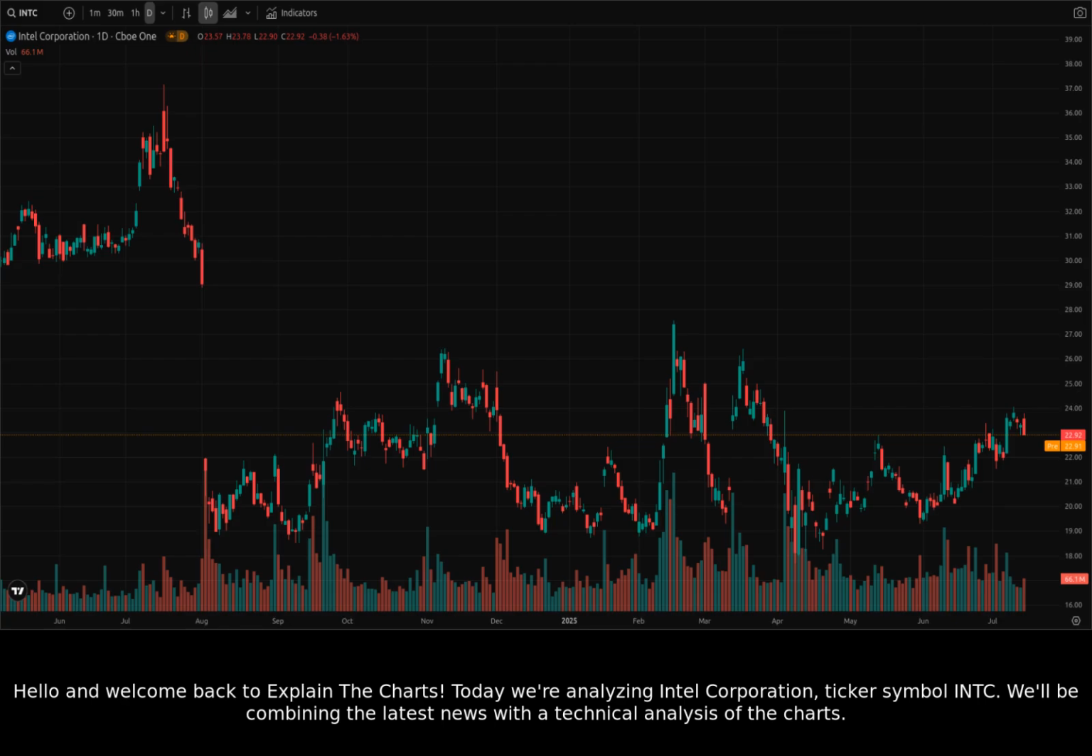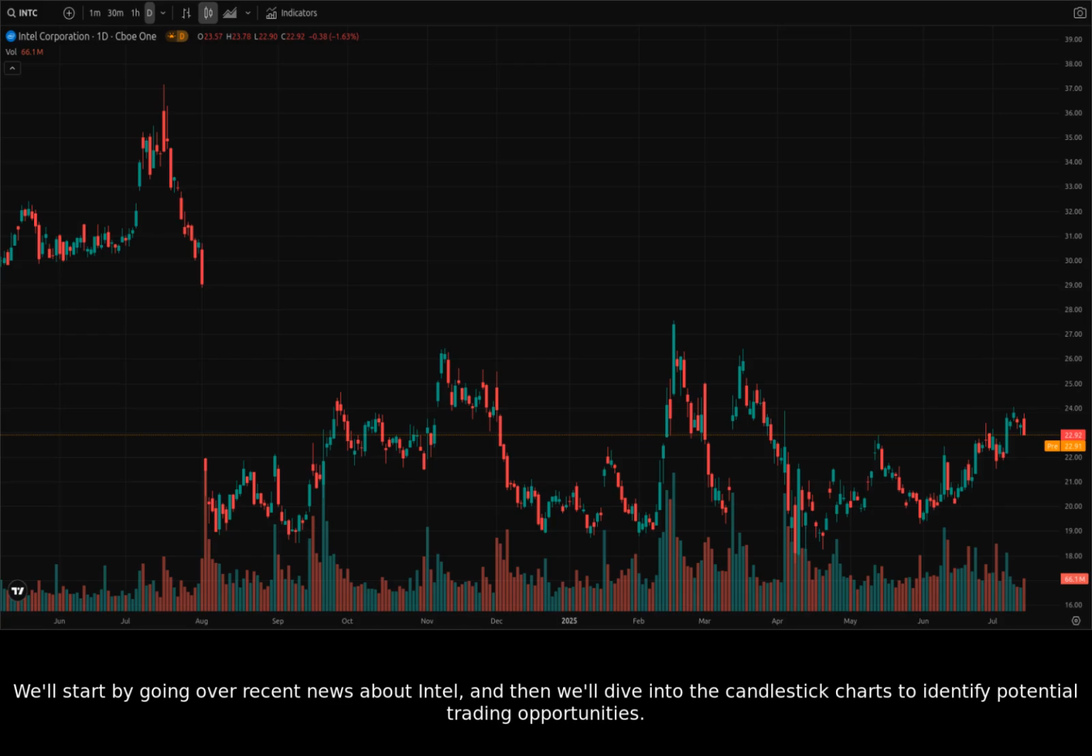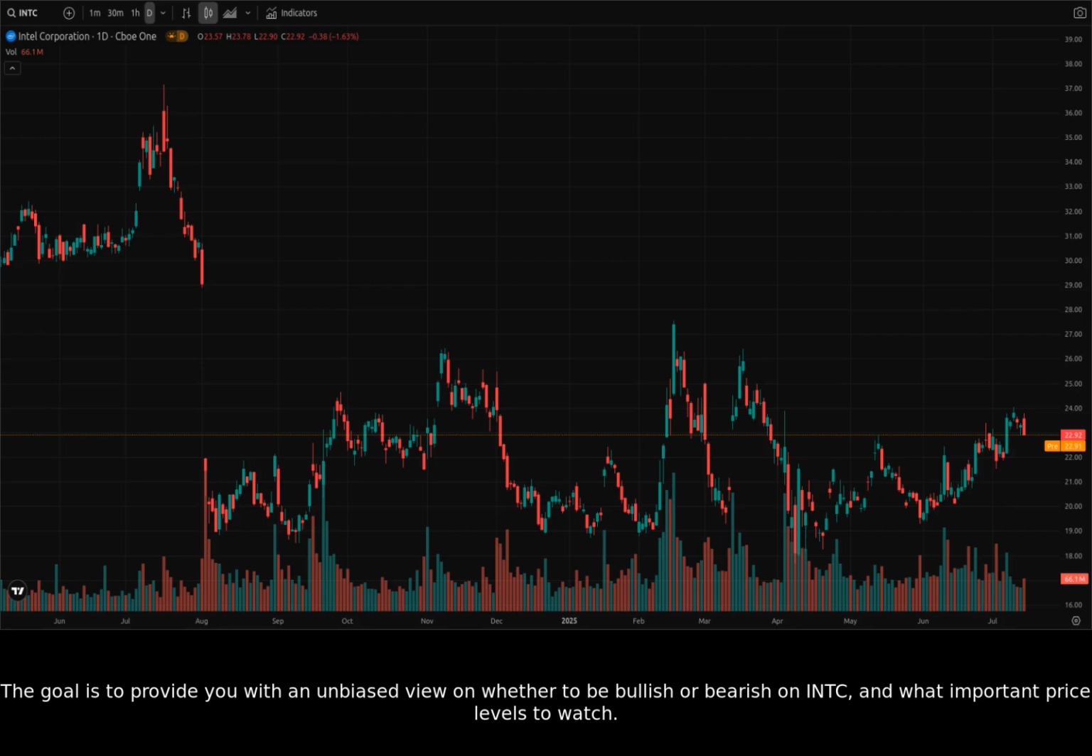Today we're analyzing Intel Corporation, ticker symbol Intel. We'll be combining the latest news with a technical analysis of the charts. We'll start by going over recent news about Intel, and then we'll dive into the candlestick charts to identify potential trading opportunities. The goal is to provide you with an unbiased view on whether to be bullish or bearish on Intel and what important price levels to watch.